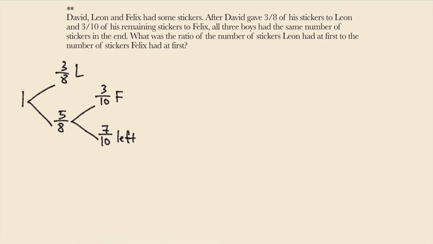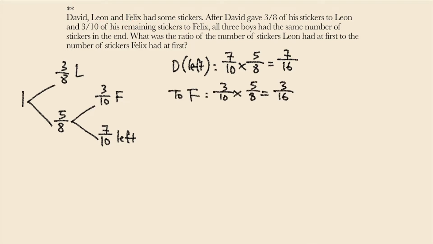Okay, so let's find out what fraction David had left. It's not 7/10, it's 7/10 of 5/8. He had 7 units after that. If we are told that all 3 boys had the same number in the end, doesn't that mean that David had 7U in the end, as well as Leon and Felix? They all had 7U in the end. Okay, so what's the fraction given to Felix then? It is 3/10 of 5/8.